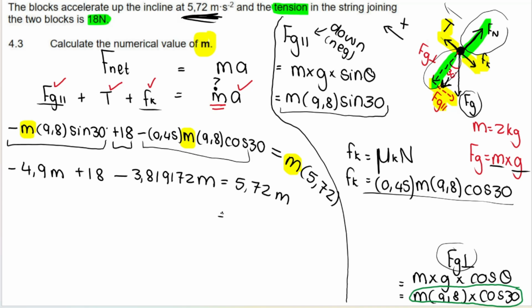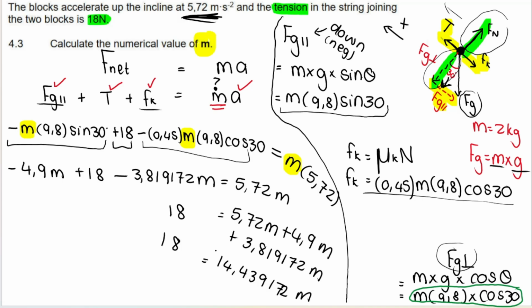Now what we do is what we always do in maths, and that is we group or gather our like terms together. So what I mean by that is I'm going to keep 18 on this side because it's the only thing that does not have an m, and everything with an m I'm going to take over to the other side. Okay, so that stays here. Positive 4.9 m, positive 3.819172 m. These are like terms, all these m's, so I'm going to add them together. And I get 14.43 m, don't round off.